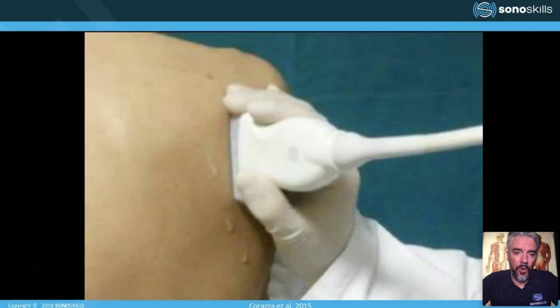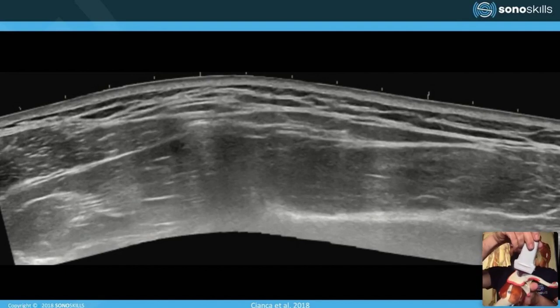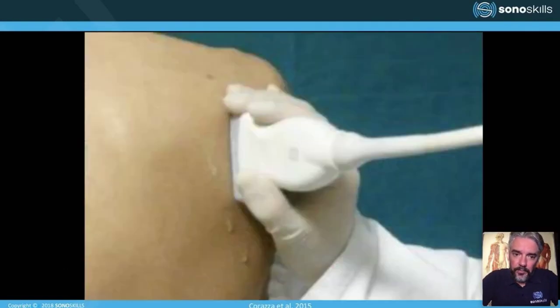Good. So when scanning the infraspinatus in transverse, then we can see the spine of the scapula there. Placing the transducer on top of the spine of the scapula, if I tilt proximal, I end up in the supraspinatus. If I tilt to distal, I end up in the infraspinatus, and I can follow the muscle.